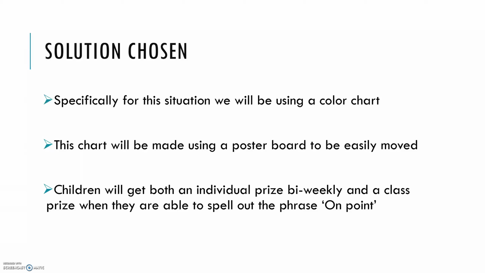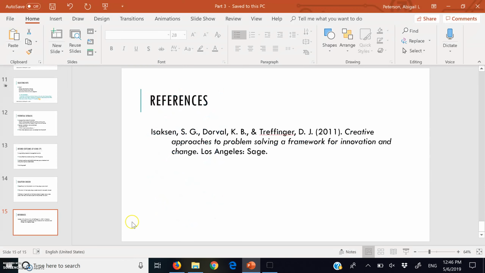The best solution, one solution that I think would be really good, is using a color chart, using a poster board that's easy to move in our environment where children can get both an individual prize biweekly and a class prize when they can spell out the phrase on point, going along with our succulent theme that we have had previously.